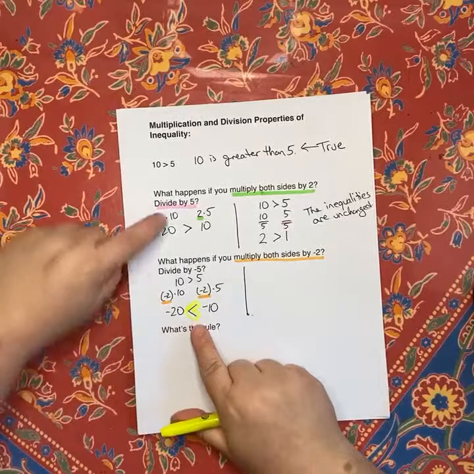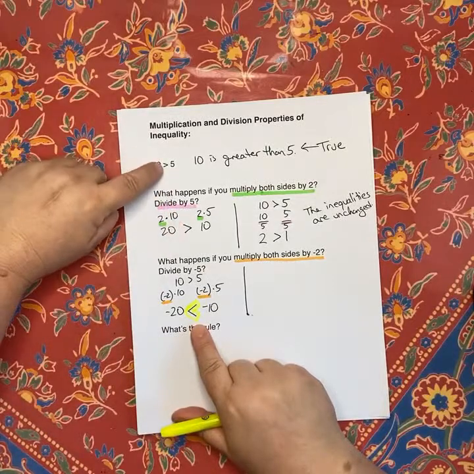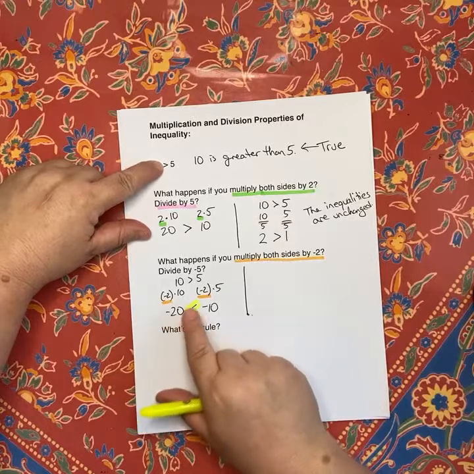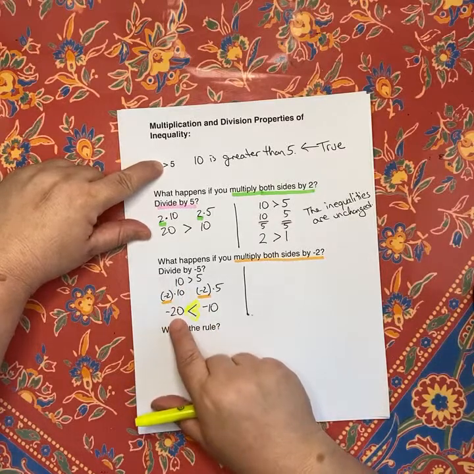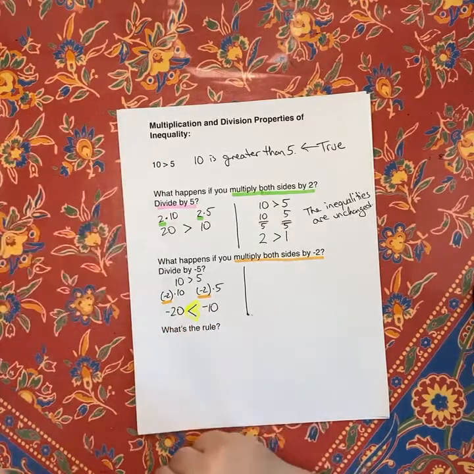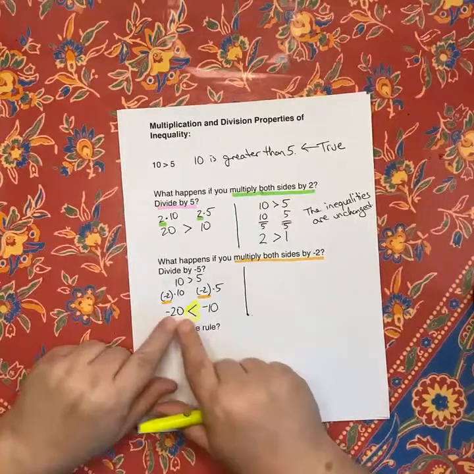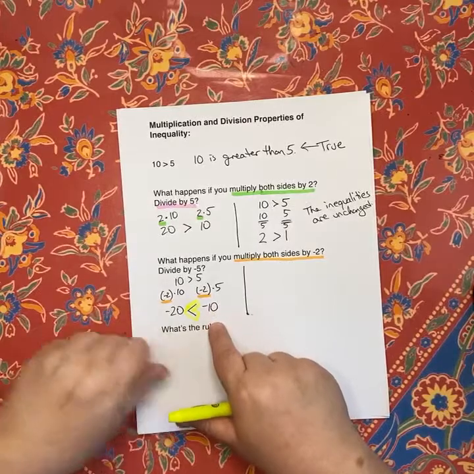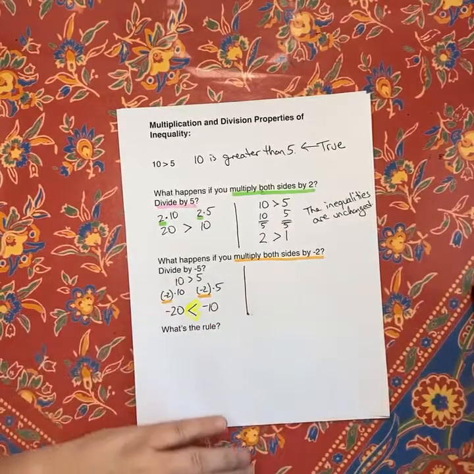The inequality got switched around because when I multiply by a negative, suddenly I turned 10 into a negative number. So I flipped it upside down. And so now I owe $20 or I owe $10, and this one becomes bigger. It's better to have -10 than -20.